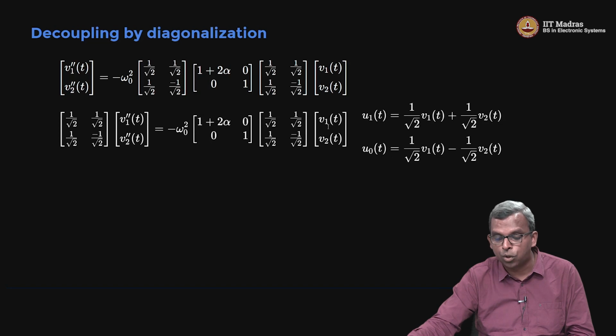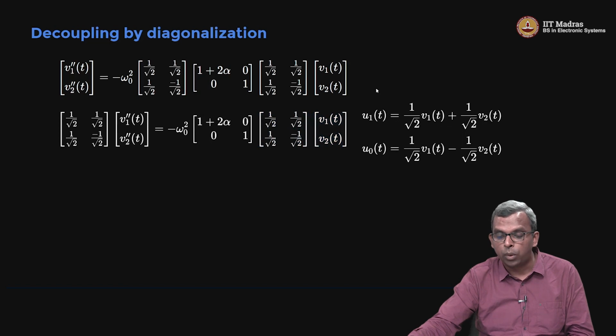u1 of t is the first row here, so 1 by root 2, 1 by root 2 multiplying v1 of t, v2 of t. You get this equation, that is u1 of t, and then the second one multiplying here is u0 of t, which is v1 of t minus 1 by root 2 v2 of t. I have just done this multiplication. I have multiplied these two matrices together, and I have written the two entries as u1 of t and u2 of t.